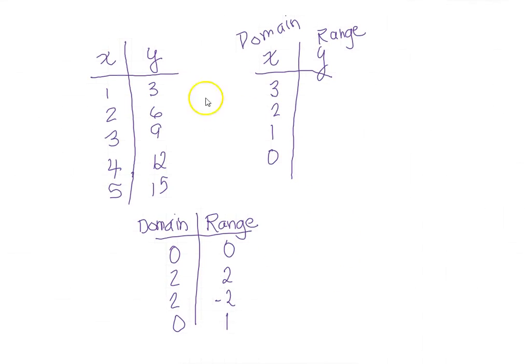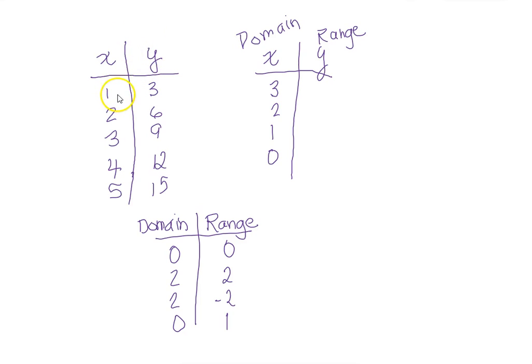Alright, so on my X and my Y, or my domain and my range, here my X is going up by 1, so this starts at 1, 2, 3, 4, 5. And my Y goes up 3, 6, 9, 12, 15. So the question is, is this a relation? Is it a function, or is it both?